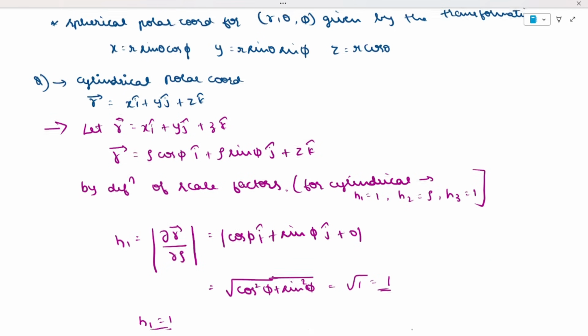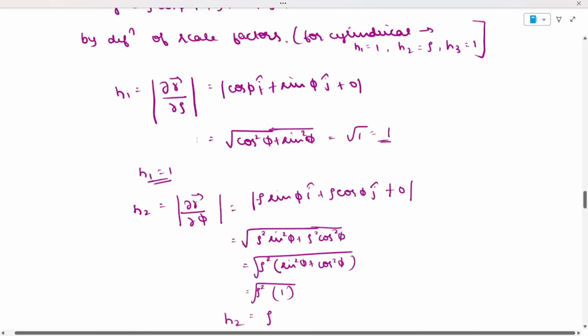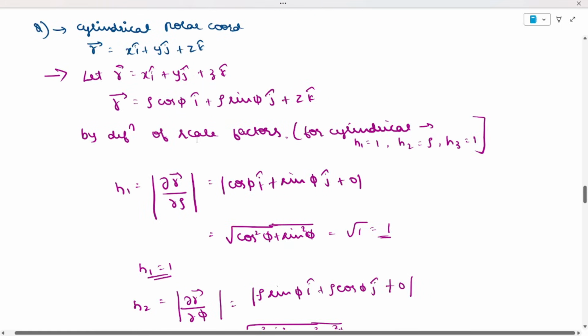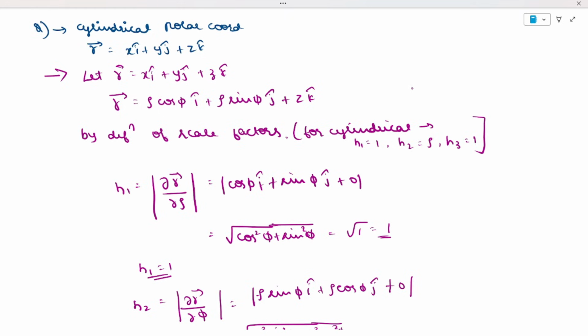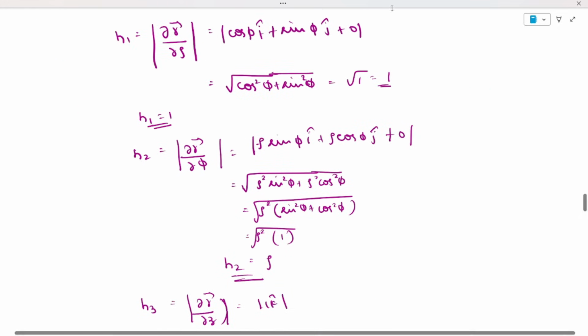That is how, see here, the position vector is ρ cos φ, ρ sin φ, and z equals z. Now by the definition of scale factors, we need to find the values of h1, h2, and h3, which will be 1, ρ, and 1. By this definition we have to find h1, h2, and h3. h1 is nothing but the partial differentiation of r with respect to ρ.